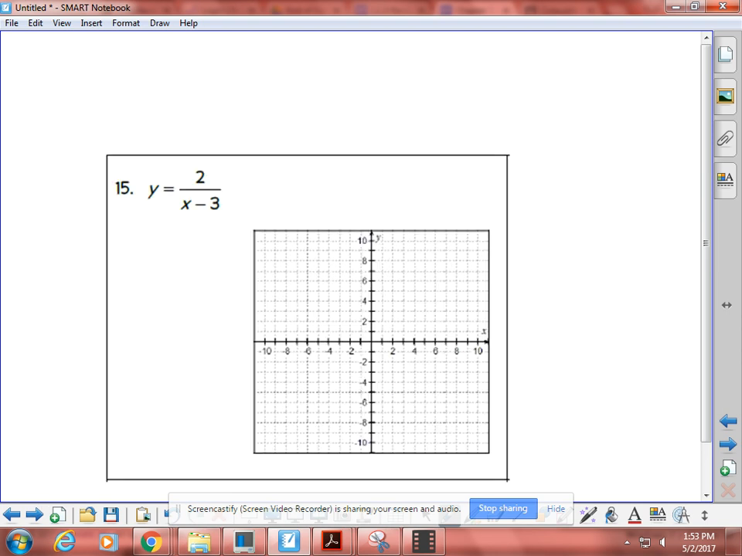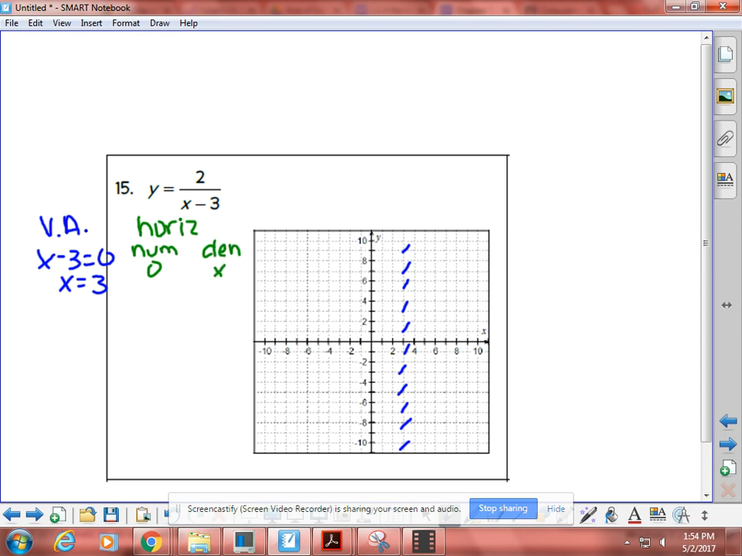Graphing. These ones might take you a little bit of time, so I want to find my asymptotes for this. So my vertical asymptote, remember, is when I set the denominator equal to 0. So I'm going to get one at x equals 3. Okay, so x equals 3, dotted line going down. My horizontal asymptotes for this, let's check our numerator and denominator. Okay, so my numerator is 0, my denominator is x, so that is less than, so when it is less than, it's y equals 0. Okay, so when y equals 0, that's going to go right here.